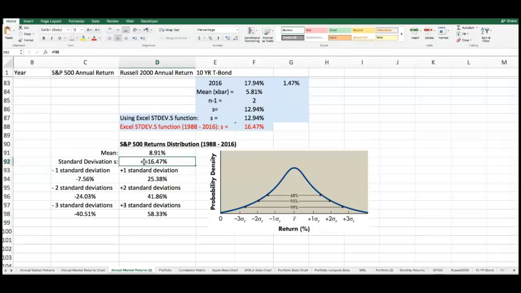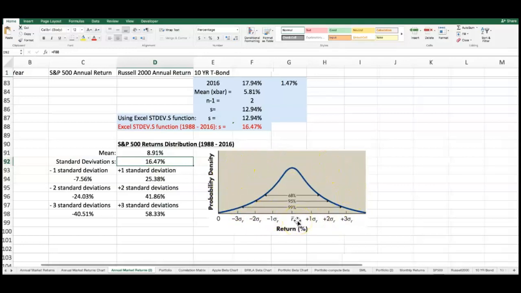And our standard deviation is 16.47%. Now, if we assume that the returns to stocks are normally distributed, and I'm not saying that they are, we're just making that assumption, but it turns out that it's not a completely unreasonable assumption. So for illustration, we look at the normal distribution. You may recall the normal distribution, it's that bell-shaped curve.